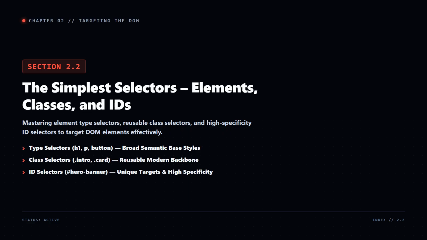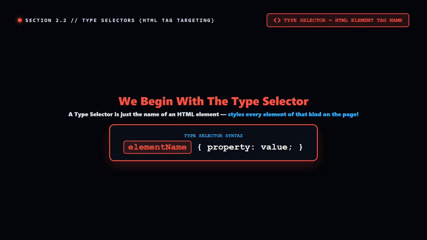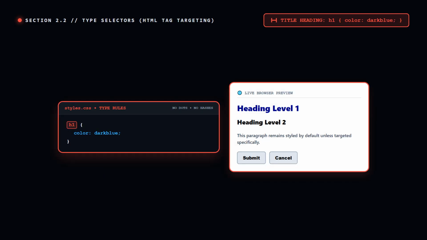Section 2.2: The simplest selectors: elements, classes, and IDs. We begin with the type selector. A type selector is just the name of an HTML element. You use it when you want to style every element of that kind on the page. Let's say you want all your H1 headings to be dark blue. You would write the element name H1, then inside curly braces you write color: dark blue semicolon. The browser sees that, finds every H1 element, and makes the text dark blue.